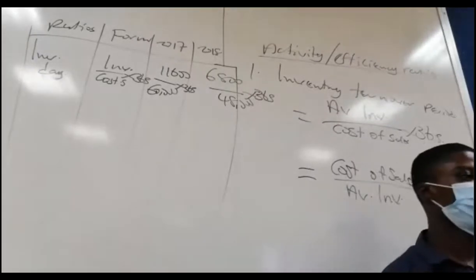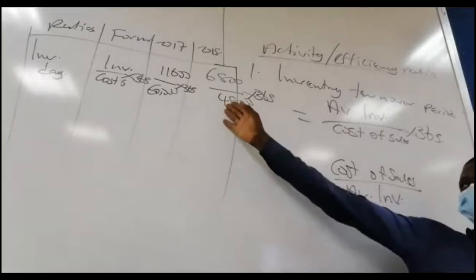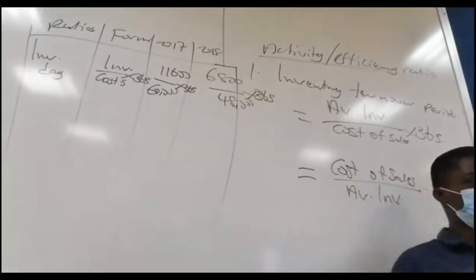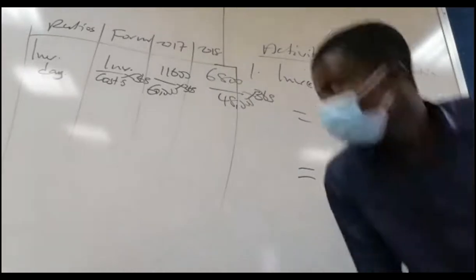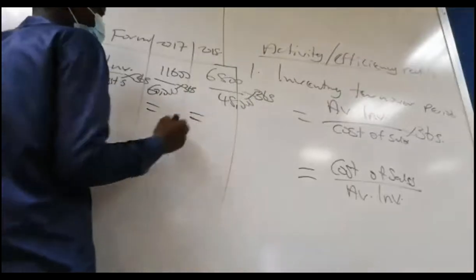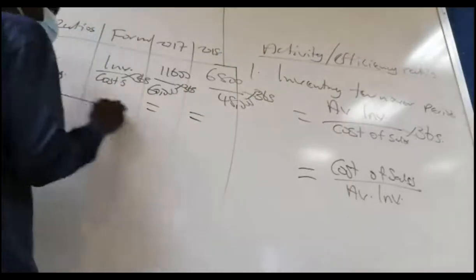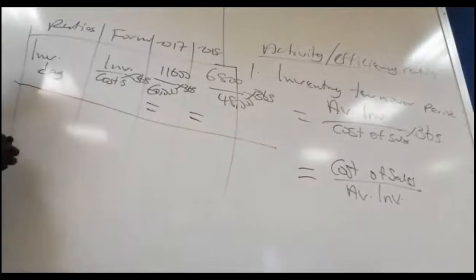So that's how we selected this over here. So this is how you do it. Then you write the answer here, all of them here. Then you leave one line. Then you underline it. You go to the next ratio on the list. Then you continue.